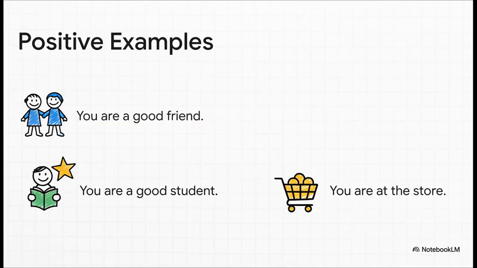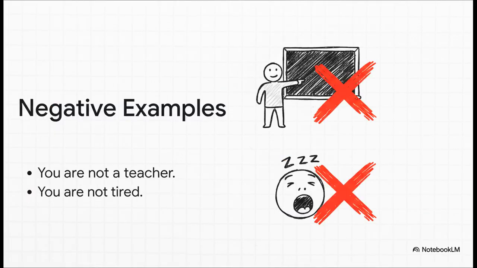So for the positive form, you could say something directly to someone, like you are a good friend, or you are a good student. Or maybe, you are at the store. See? Straightforward and super clear. And what about the negative? Yep, you probably guessed it. You just add not right after are. It's the same exact rule. You are not a teacher, or you are not tired. The system is totally consistent.